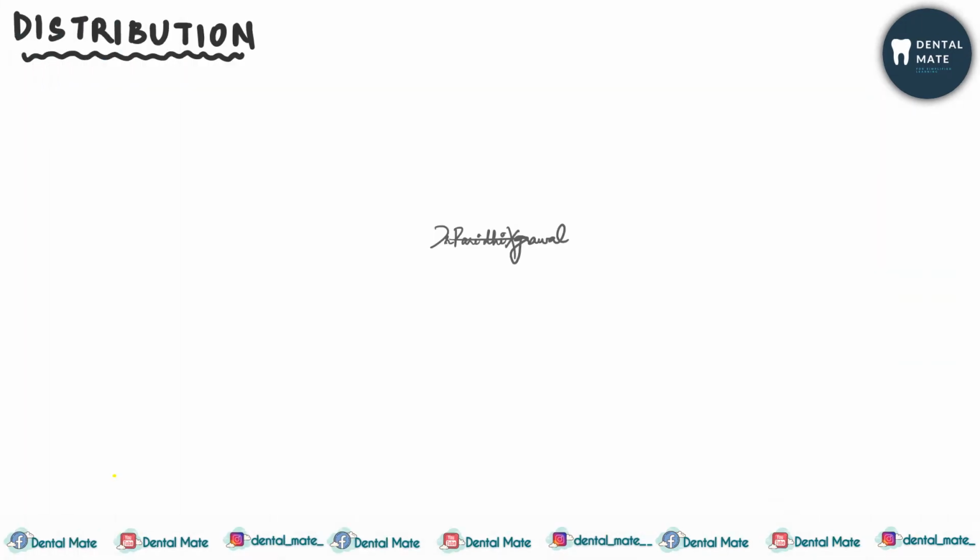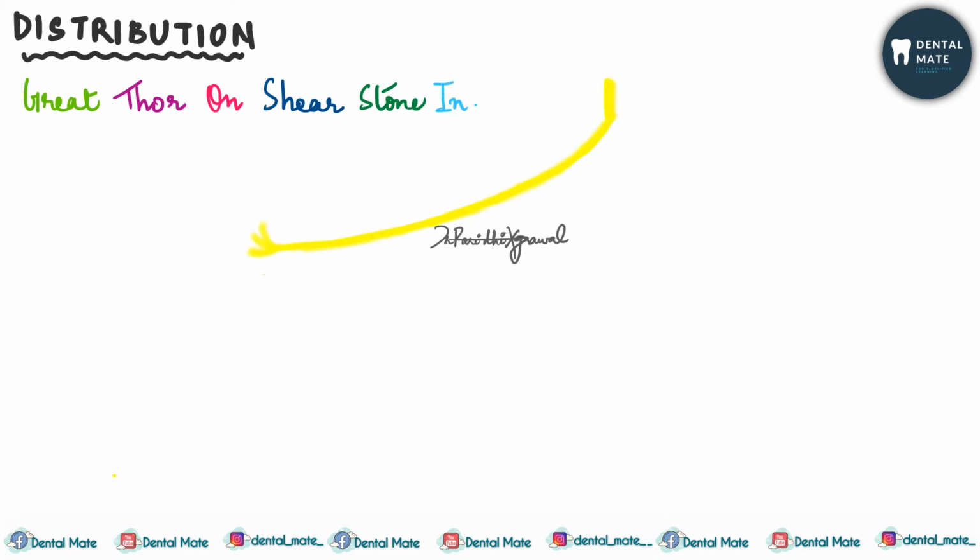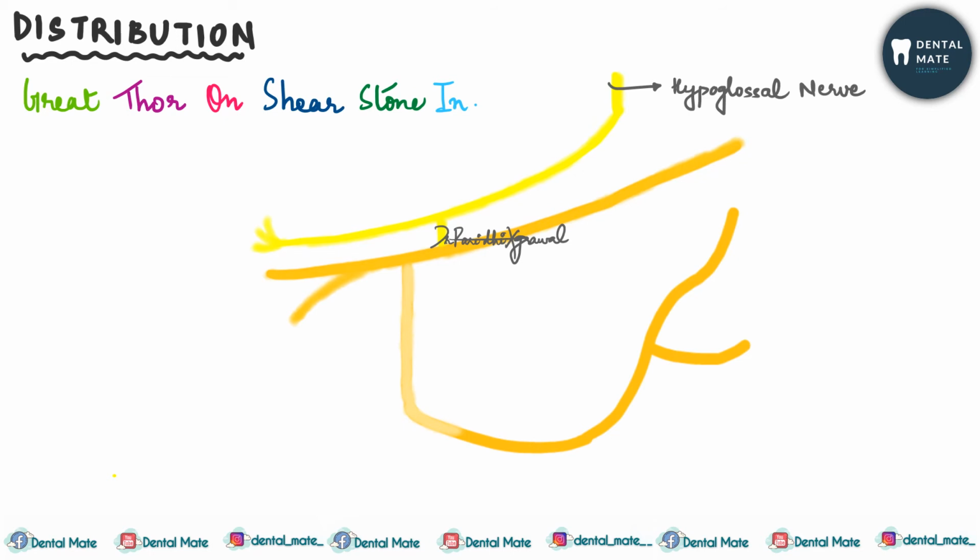Next is the distribution of Ansa cervicalis. We have got a mnemonic for this, that is Great Thor on Sheer Stone In, okay? We have first the hypoglossal nerve. Now this is the 12th nerve, right? Hypoglossal. Now this is the Ansa cervicalis, right? Superior root and inferior root. This is C1, C2, C3.